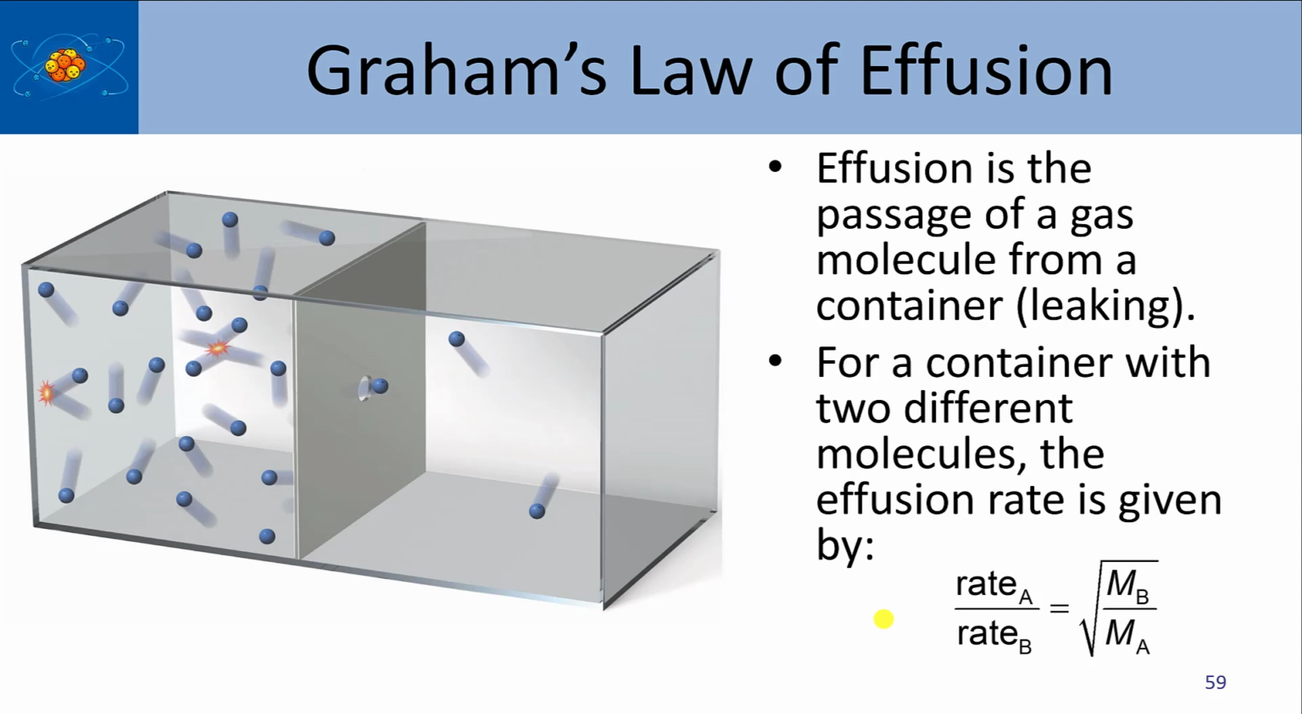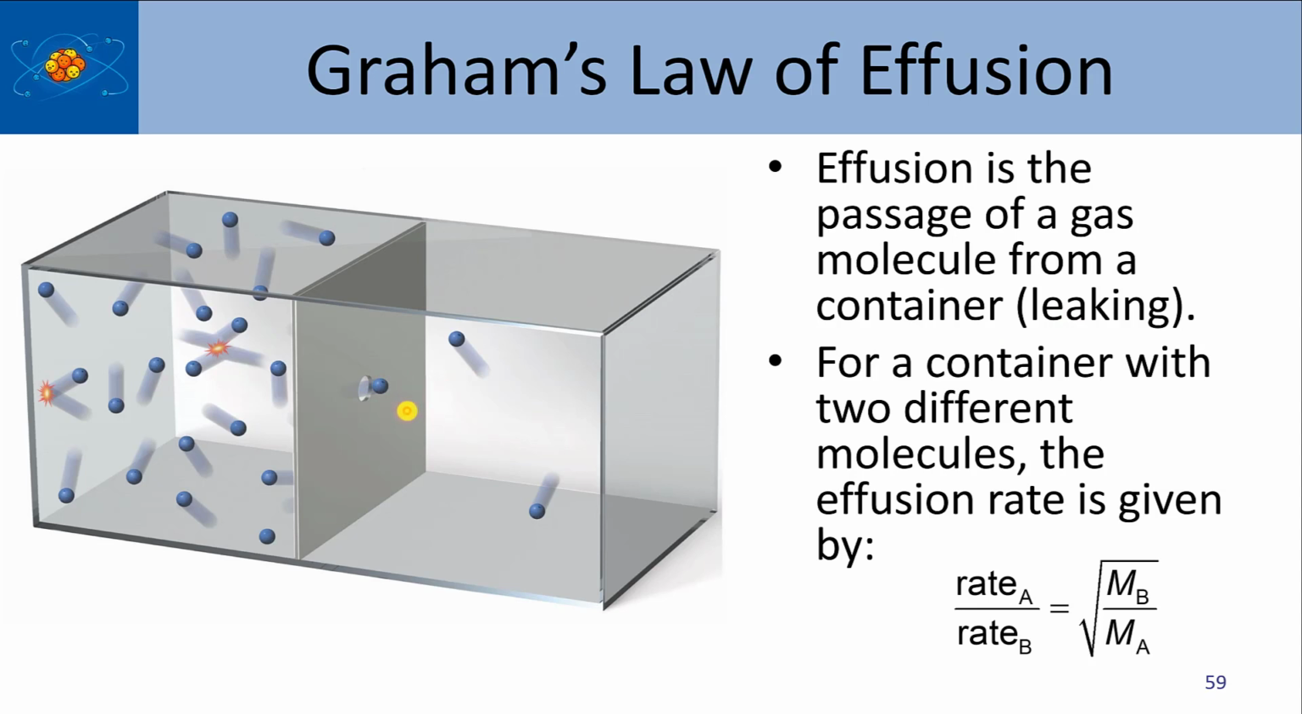A related process is known as effusion, and you could think of it as molecules in a container randomly traveling around over on this side. This half of the container contains all the molecules initially, but it has a hole in it. It actually has a leak, and we don't have any other gas molecules in here. Usually this is done in a vacuum, where you put a gas sample in one side and there's nothing on this side. So effusion is the passage of gas molecules from a container, leaking basically.